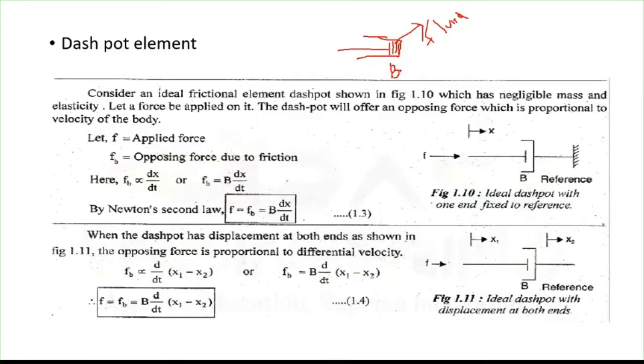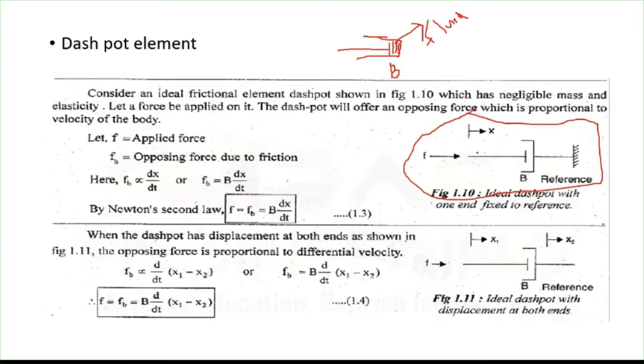So this is the symbol of a dashpot. I think this is pretty similar to a capacitor in its symbol. This represents the cylinder, this represents the piston, and B represents the coefficient of friction.